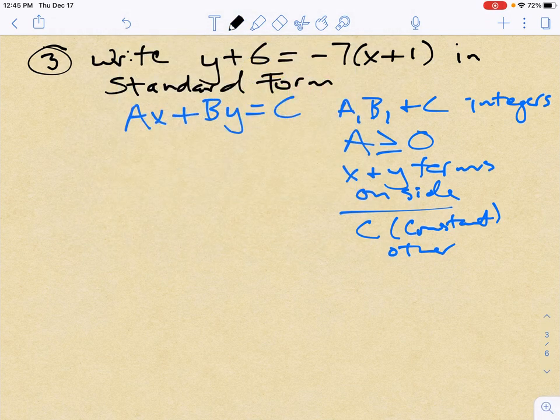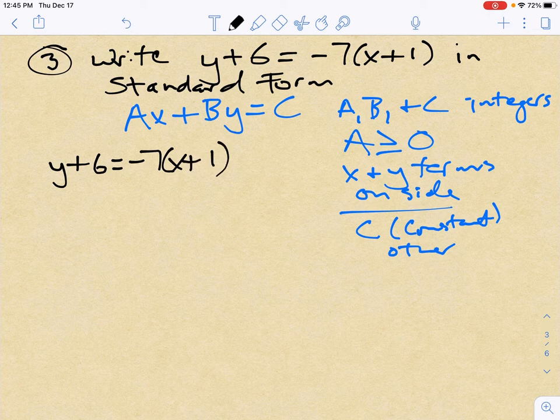So if you start with y plus 6 equals -7 times x plus 1, first thing you should hopefully see is that there are these pesky parentheses here that we got to get rid of. So let's do that. So we have y plus 6 equals -7x minus 7. Okay, good. Now, x and y got to be on the same side. I don't have any fractions, so I don't have to do any conversion for that, but x and y got to be on the same side.